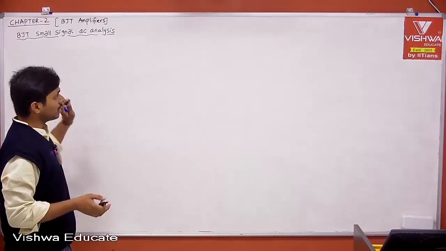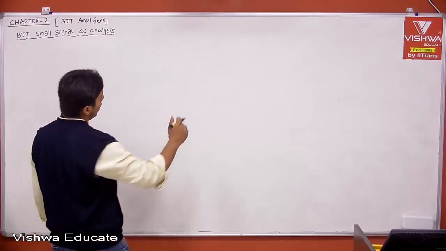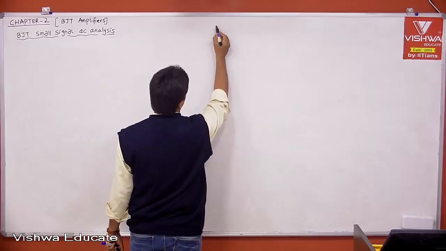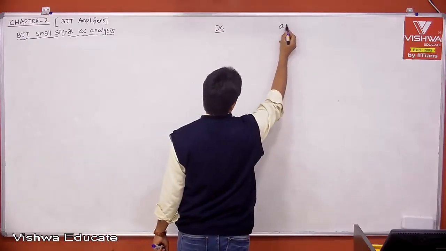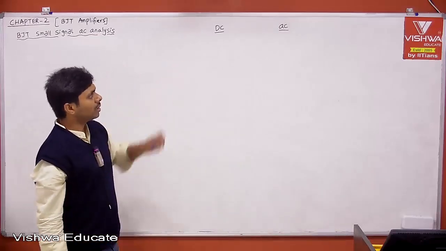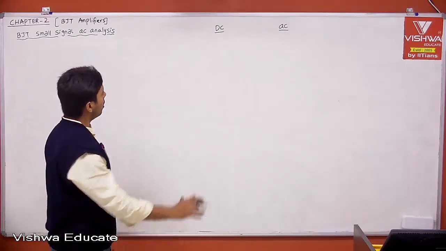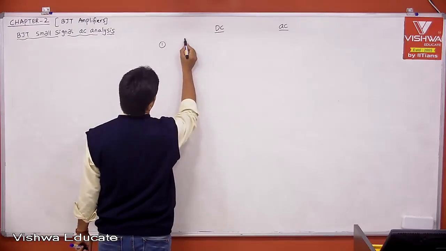Maybe before going there, you can take a table to compare. Okay. Now let us say this is DC analysis or DC circuit, and this is AC circuit or AC equivalent. DC equivalent and then AC equivalent. Okay. Now let me start with the resistor.